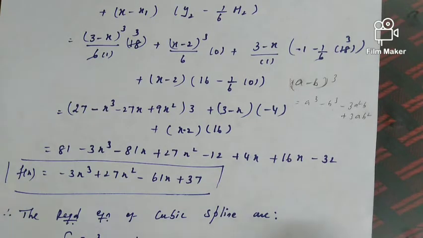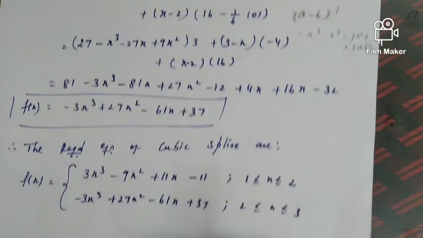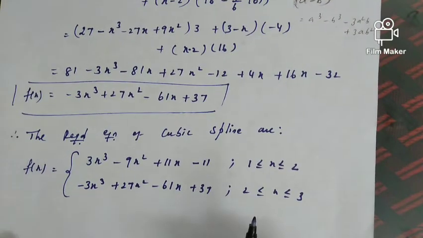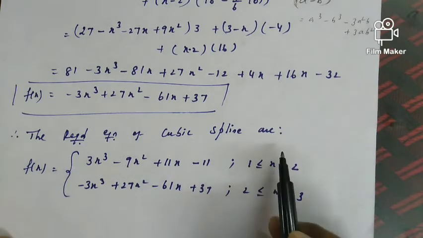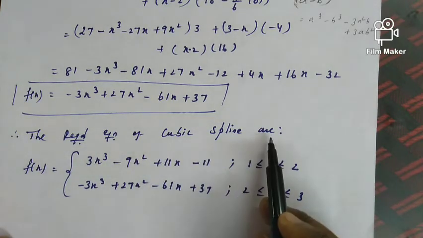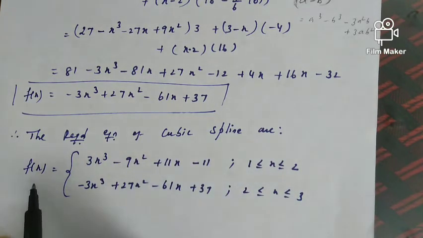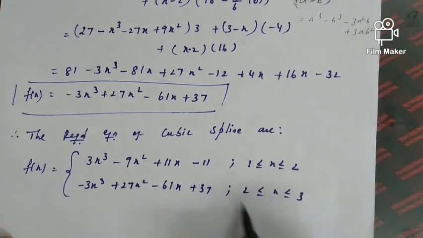So how many spline equations have we arrived at? We got two spline equations. First one is 1 to 2 and the next equation is 2 to 3. So after finding the spline equation, we are supposed to write like this. The required equation of the cubic splines are f of x is equal to the first equation and the second equation. So after this the problem is completed.